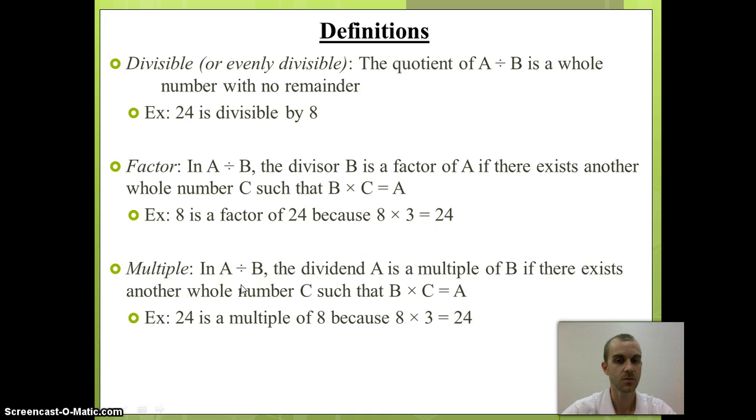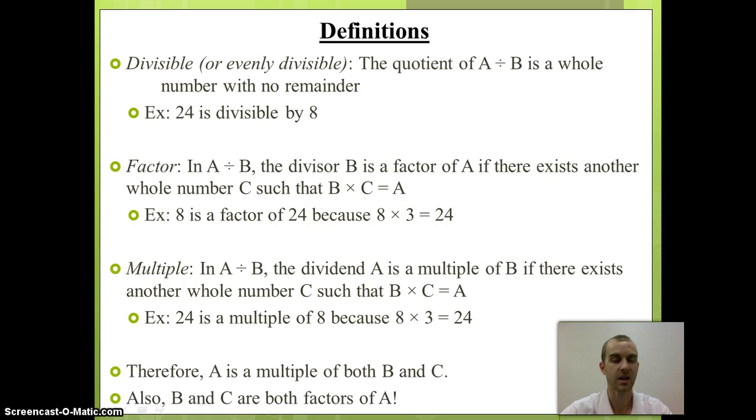Now, a multiple means that the dividend a is a multiple of b if there's some other value that I can multiply by b to create a. Again, if I start with 24, I know 24 is a multiple of 8 because 8 times 3 is 24. That means it's a multiple of 3 as well. So what this means is that a is always a multiple of both the other two values, b and c are always factors of a.